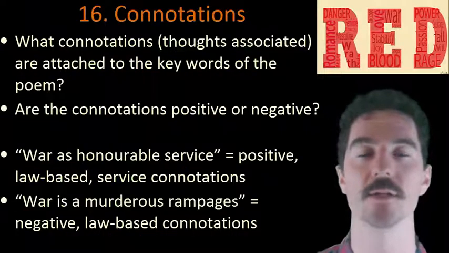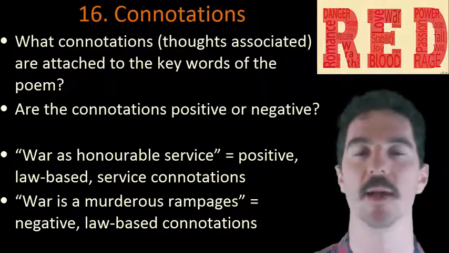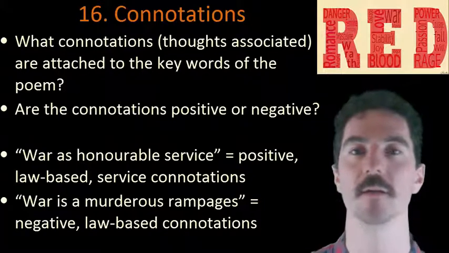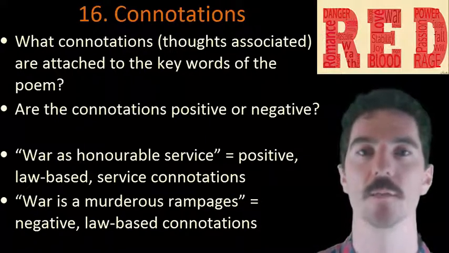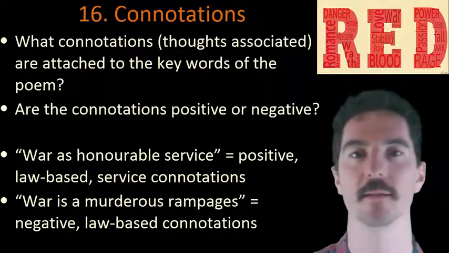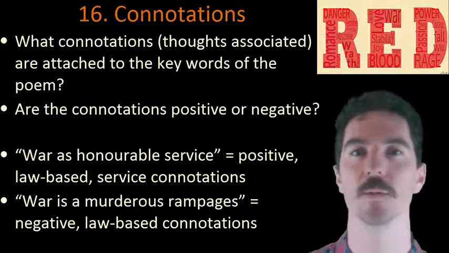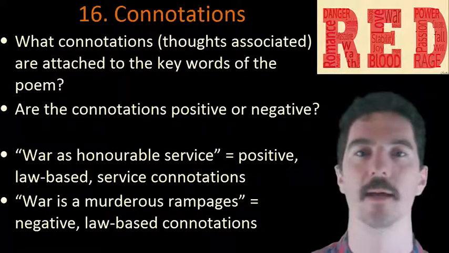16 is connotations, and for this you're going to want to go through and circle any words you think are particularly powerful, meaningful, or make you think of other things. So connotations are the associated thoughts or images that come with a word that you have found in your poem. You might also want to consider whether these are positive or negative as well. So a word with positive connotations would be peace, love, happiness. A word with negative connotations would be war, death, terrorism, exile.